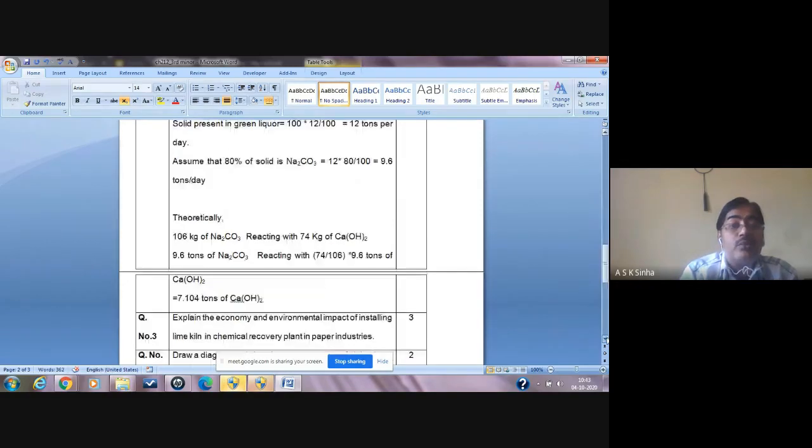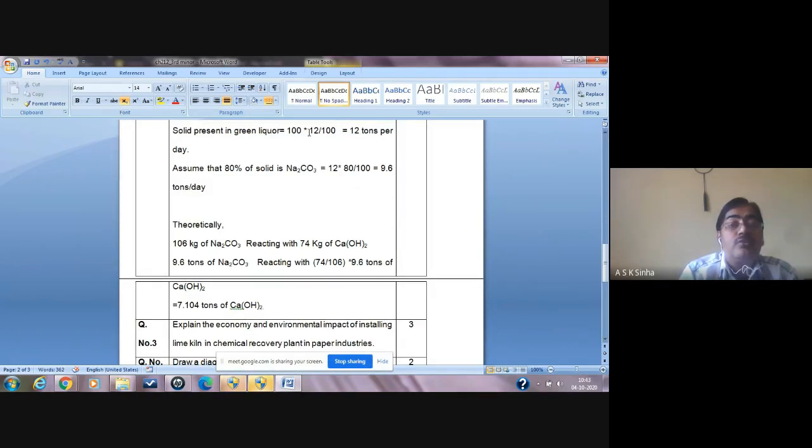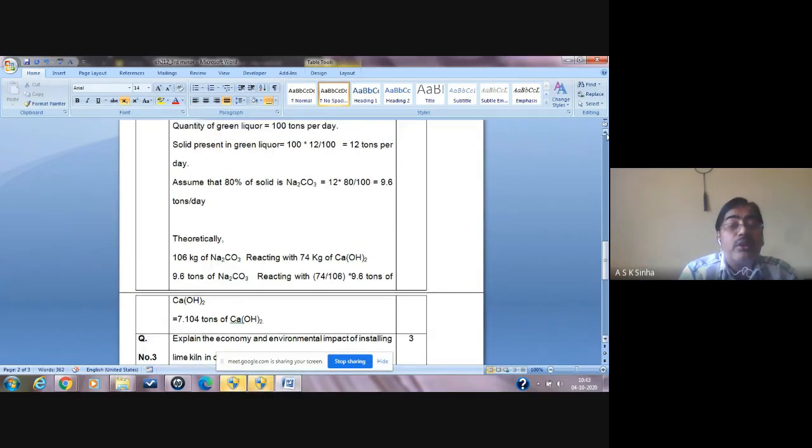So first of all, we have to get the solid percentage in the green liquor. So 100 tons multiplied by, so the numerical is already having the value. It is given to you that 12% in the green liquor is solid, right? So you take the 12% of 100, so 100 into 12 upon 100 is giving 12 tons of solid per day. That means out of total 100 tons of green liquor, the actual solid is only 12 tons, and the rest is basically water.